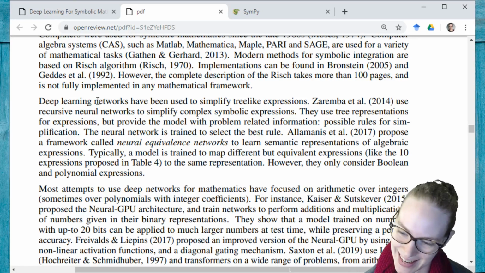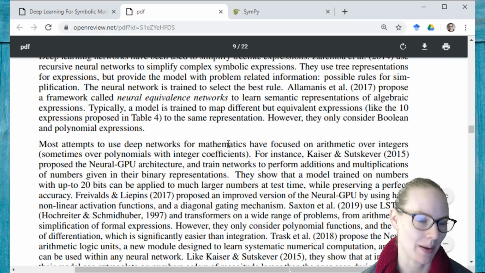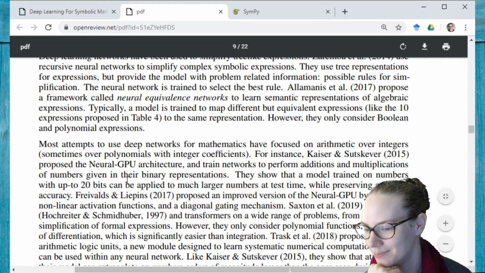Isoptaliator, I guess, on Twitch says, is this the same paper as last time? It is the same paper as last time, and we are almost done.